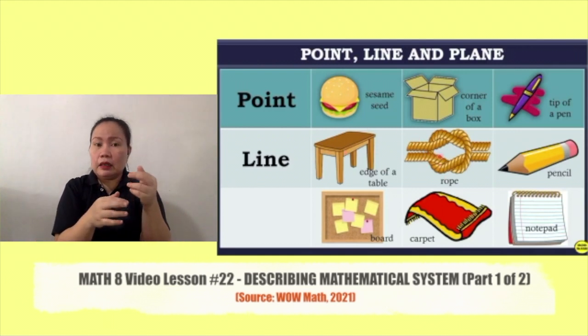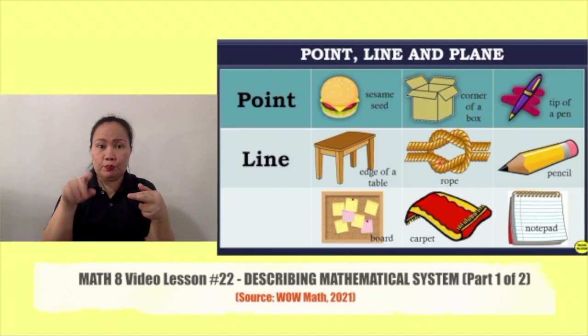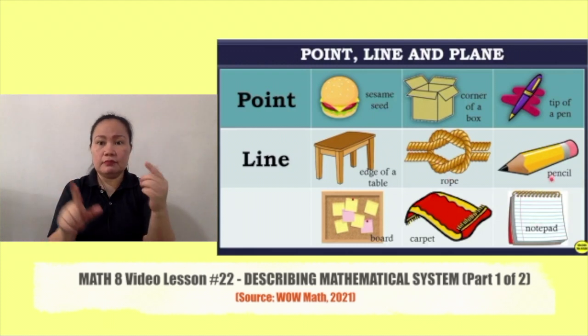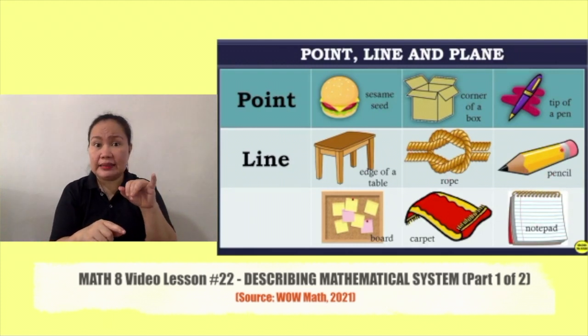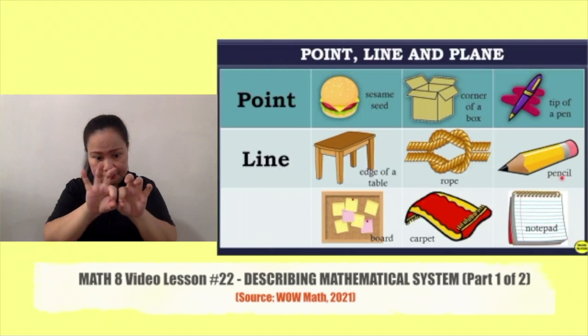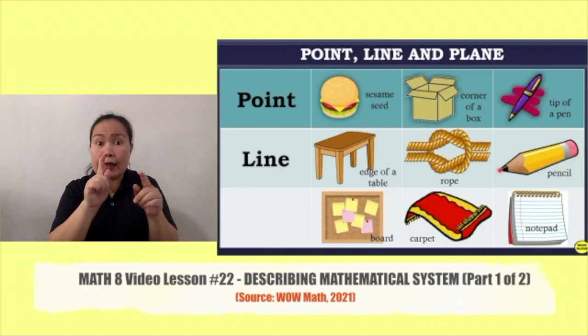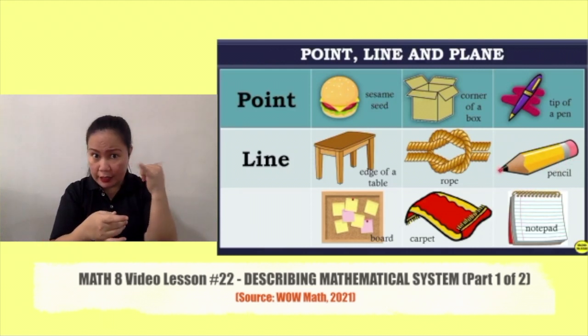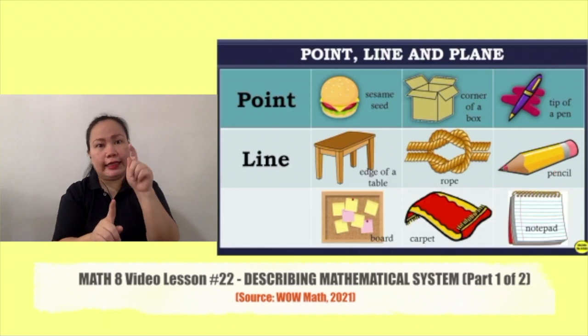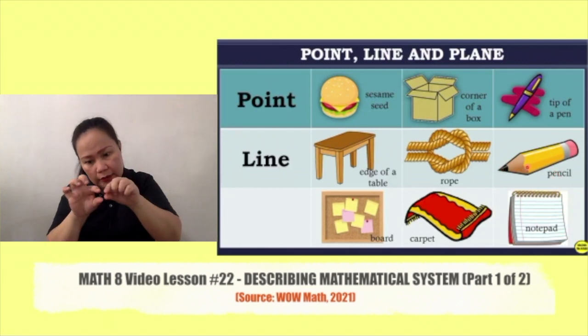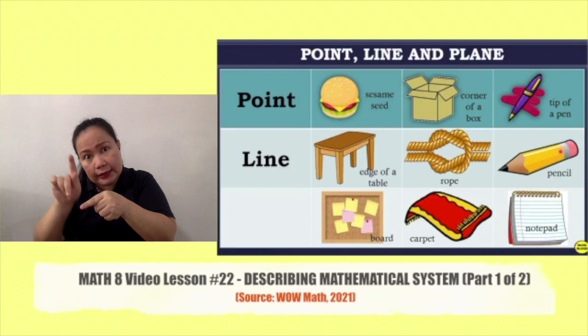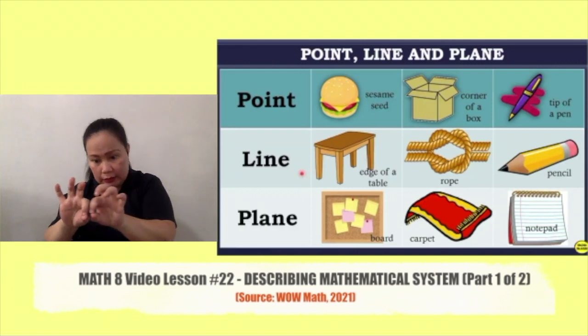Okay. And then, a rope. So, a rope is also a representation of a line, and also yung pencil. So, this is a representation of a line. But if in case that the given object is a tip of a pencil, that becomes a point. Magiging point siya kapag tip of a pencil. Pero, since ang sabi naman dito is pencil, ibig sabihin ito yung buo ang tinutukoy niya, so that is a line.